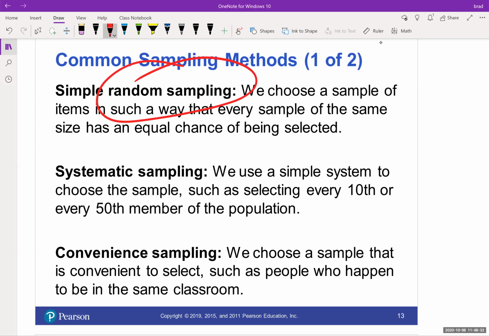Convenience sampling. We choose a sample that is convenient to select, such as people who happen to be in the same classroom. So if I wanted to do a study on statistics students and their grades, and I just waited outside my class and talked to each of you, that's convenient. It's just my students right outside my classroom, which makes it a little weird. Normally you want a random sample and not something you're only doing because it's easy for you to do.